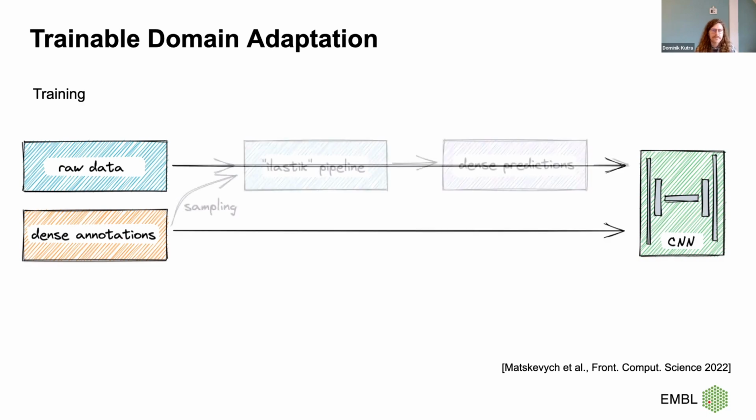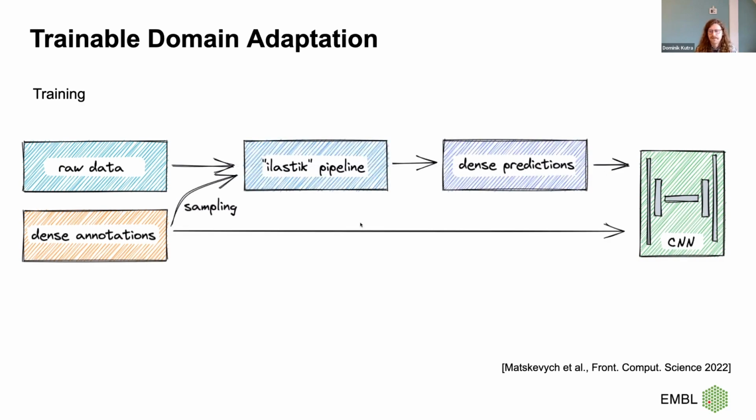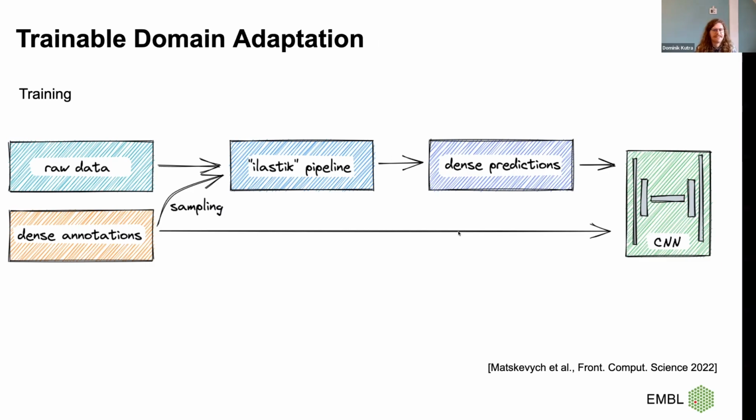But what was proposed in this trainable domain adaptation work was that the convolutional neural network will never see any of the real raw data. What it only sees in training and also at prediction time are the dense predictions that come out of pixel classification, so out of the Ilastik pipeline. Of course, this is automated. We take the dense annotations, sample in an intelligent way, generate these Ilastik-like results, and those go into the training.